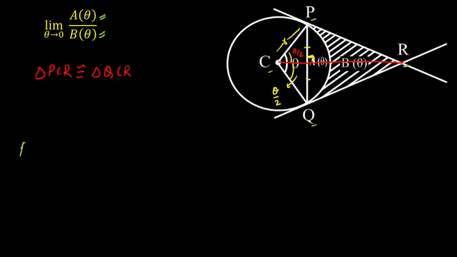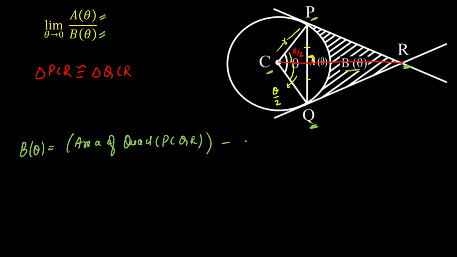Now in order to calculate b of theta, I'll be calculating the area of the quadrilateral PCQR. Once I calculate the area of the quadrilateral PCQR, I'll subtract the area of the sector which I've calculated earlier. Once I subtract the area of the sector, I'll immediately get b of theta. Now b of theta will be, I can write this as, area of quadrilateral PCQR minus area of sector.